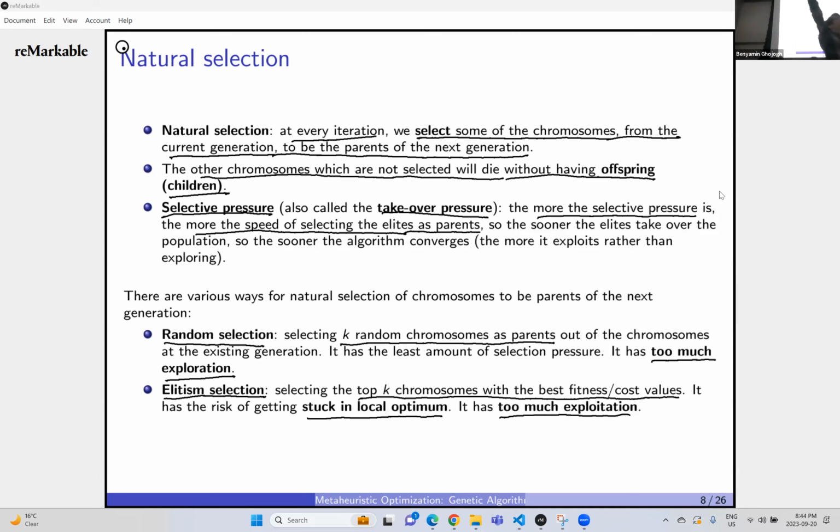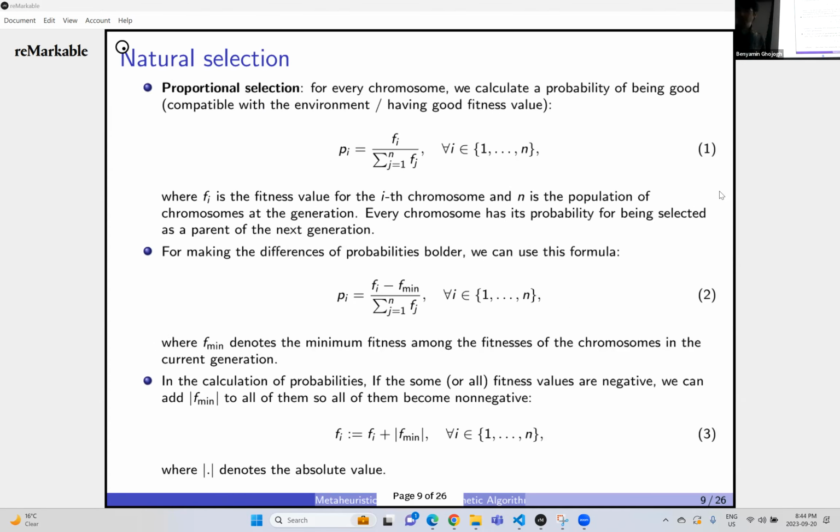So these are the two sides of exaggeration. Either I am completely random, or I am completely idealist and I get only elites. Now we have middle case scenarios as well. One middle case scenario is proportional selection. For every chromosome, we calculate a probability of being good or compatible with the environment, or having a good fitness value. How much it adapts to the environment. So this is the probability.